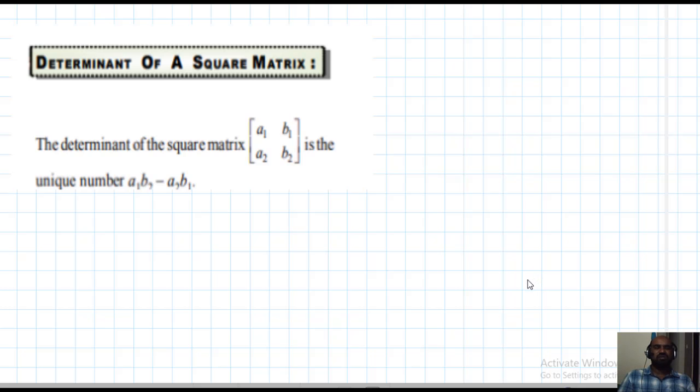Hello students, this is the 8th part of matrices. This is an important class for matrices. Today I am going to start the concept of determinant of a square matrix.